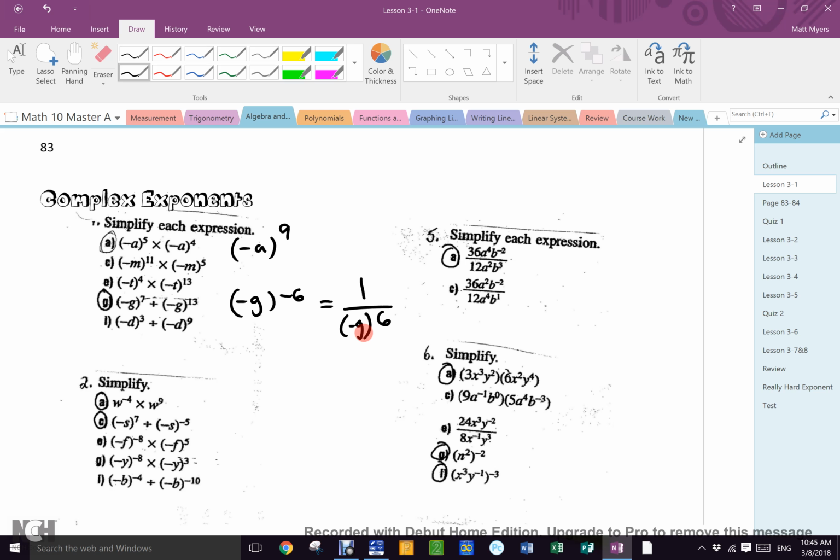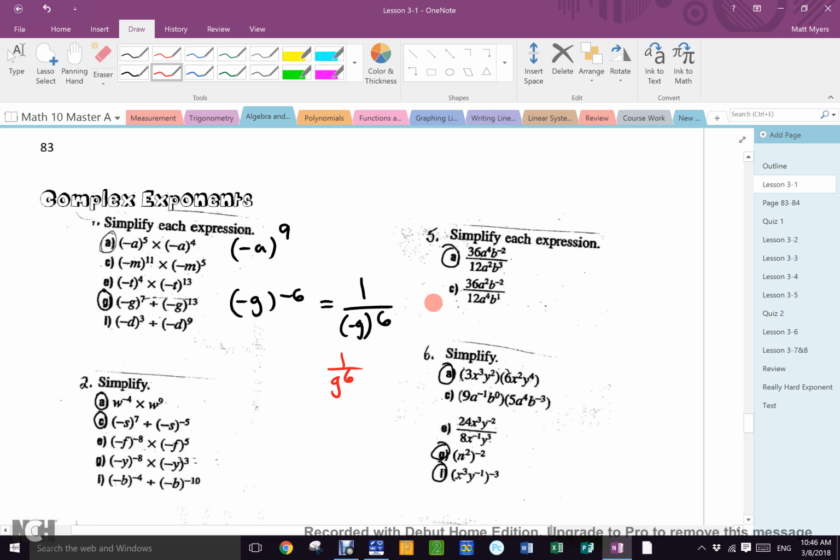Yeah? Now, technically, that negative base with a positive even exponent, what's going to happen to that negative if I actually multiply it all the way out? It would become positive. So you could write this as 1 over g to the 6th. You could. Why do you need to be careful about that? Because if this was a 7, you couldn't do this. Does everybody understand? Is everybody good with that?